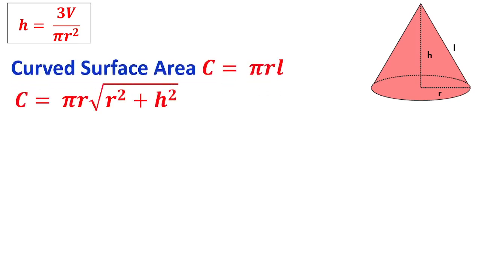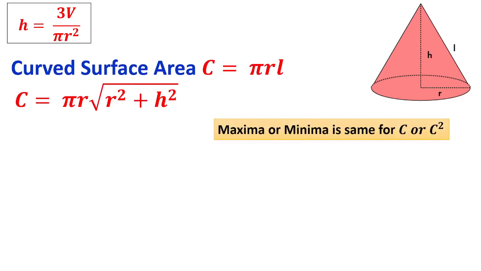It is pi r into square root of r square plus h square. Now, I have expressed C in terms of R and H. Now, H can be expressed in terms of R. Before we go for that, as this expression has a square root, let us square both sides.